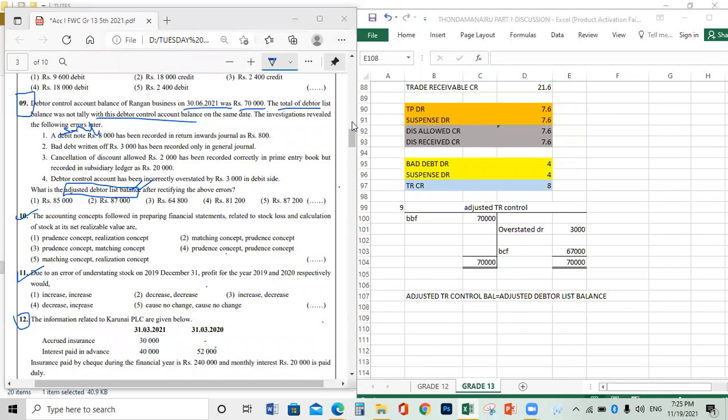Fatima, if the total of the journal is wrong, will it affect the list also? No, it won't affect. If the total is wrong, how can it affect the list? Because the total, you take it only to the control account here. What shall we do?